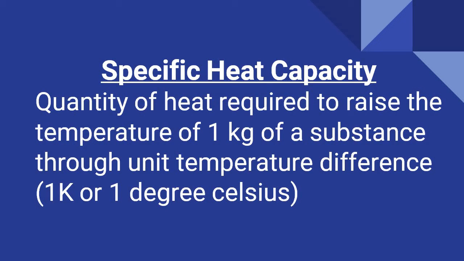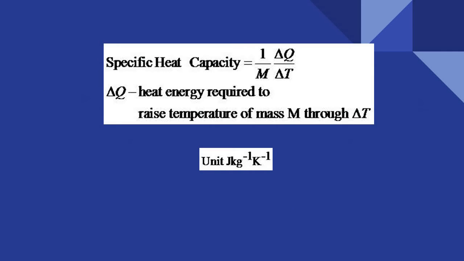For that, we have to define this quantity for unit mass, and that quantity you are calling as the specific heat capacity. It is the quantity of heat required to raise the temperature of 1 kilogram of a substance through unit temperature difference. That means 1 Kelvin or 1 degree Celsius. So, by dividing your heat capacity with the mass, you can get the specific heat capacity. Specific heat capacity is 1 by m delta Q by delta T, where delta Q is the heat energy required to raise the temperature of mass m through delta T. And its unit is joule per kilogram Kelvin.